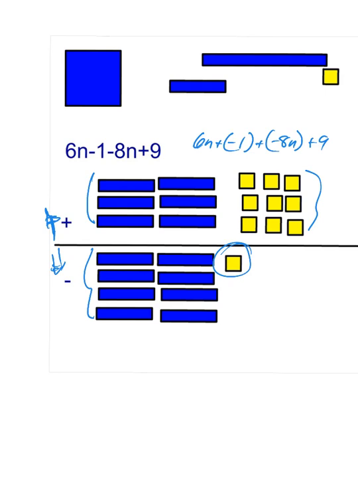Now, one of the things we can do when we're looking at this as a pictorial is we can say, well, let's see what we have. We have 0 pairs right here because these cancel each other out. These make 0 because negative 6n plus positive 6n gives us 0. And if we look right here, this gives us a 0 pair also because negative 1 plus positive 1 equals 0.